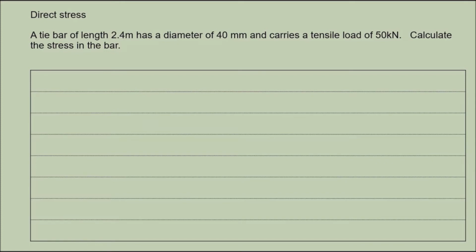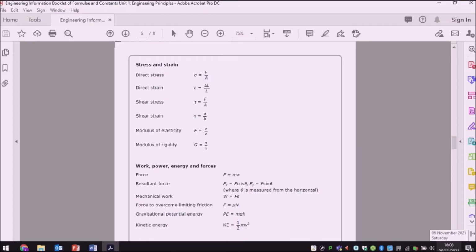So the question we've got today is in front of us. We've got a tie bar of length 2.4 meters with a diameter of 40 millimeters that carries a load of 50 kilonewtons. During your end of year assessment and also through the sessions, you'll have access to a formula sheet. It'll be a PDF, with a heading that says stress and strain, and you can see there's a range of different formulas that fit within this category.